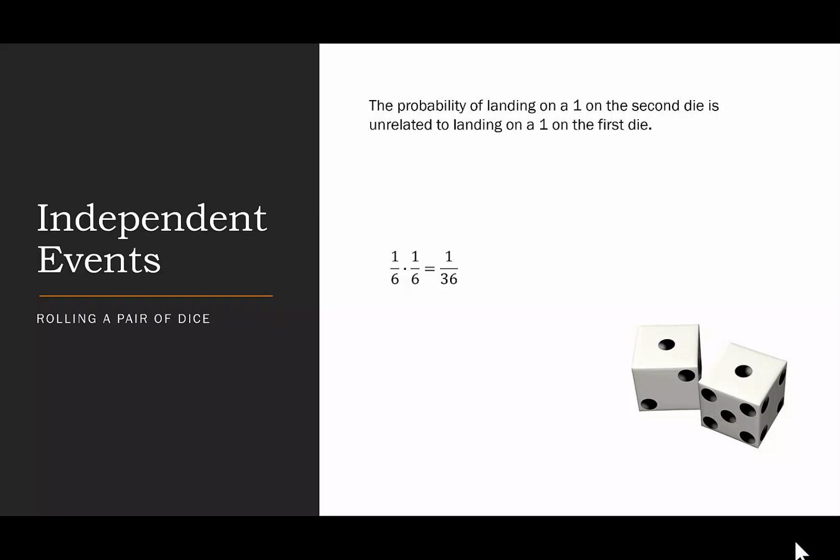It might look like rolling a pair of dice. The probability of rolling a die and getting a 1 on the first die is completely unrelated to rolling the die and getting a 1 on the second die. To find the probability of getting 2 ones, I can multiply the probability of getting a 1 on the first die, which is 1 over 6, times the probability of getting a 1 on the second die, which is also 1 over 6, which says the probability of getting 2 ones is 1 over 36.